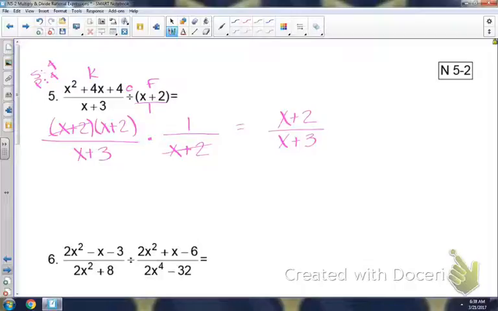You cannot just cancel the x's out, okay? Because you're adding a 2 to that x and you're adding a 3 to that x. Those are not the same exact thing. You can't cancel them out. So that would be your answer there.